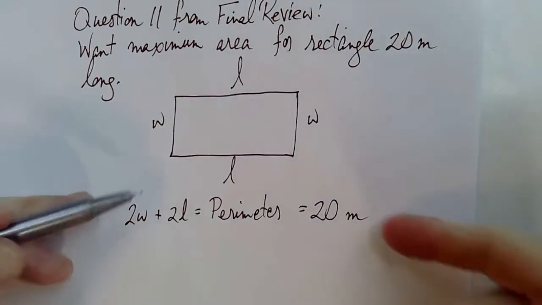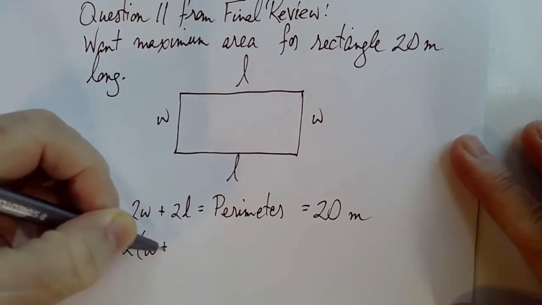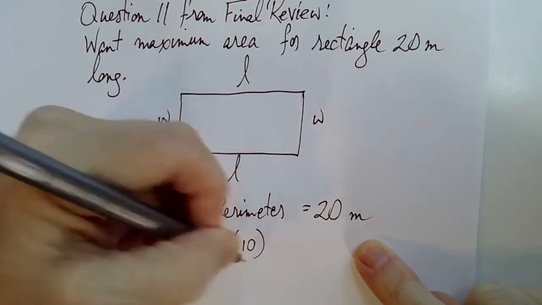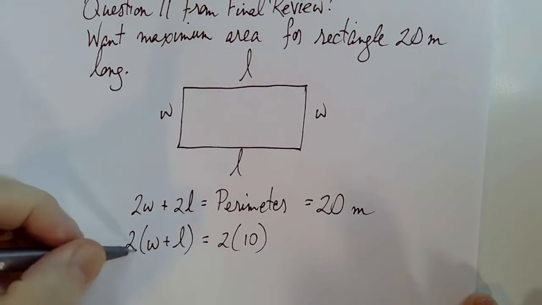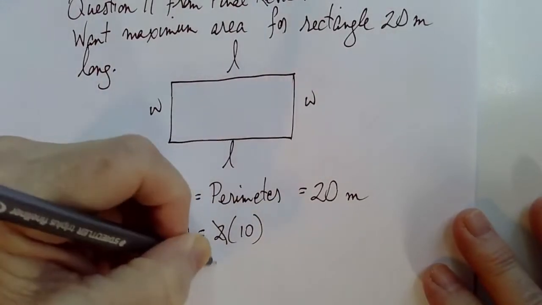So let's take the extremes here and factor out a 2. We've got 2 times (W plus L) is equal to 2 times 10. And let's divide both sides by 2 so that we have W plus L equals 10.